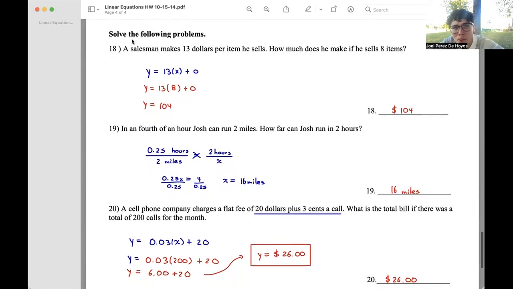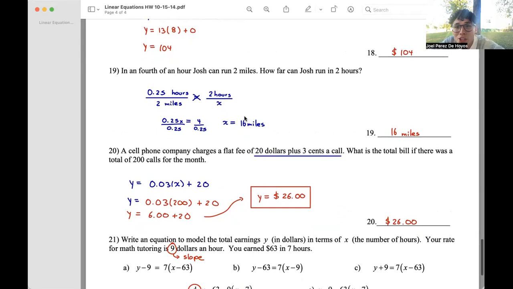In this part, solve the following problems. A salesman makes $13 per item he sells. How much does he make if he sells 8 items? See? You just have to put in slope-intercept form, y equals $13 per every item. That's the value of x. We don't have the value of b because it means that he doesn't make any money if he sells nothing. So that's why it's 0. So 13 times 8 equals $104.